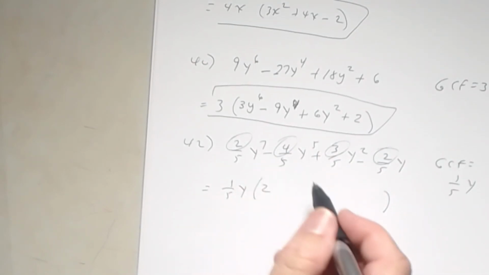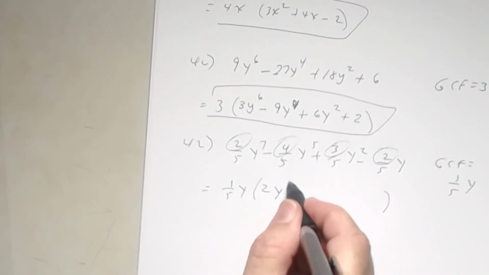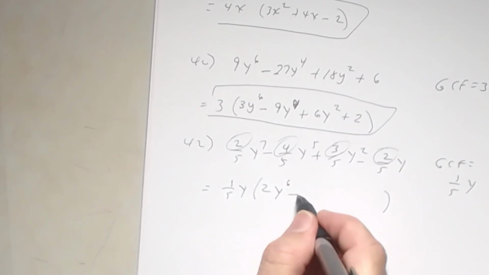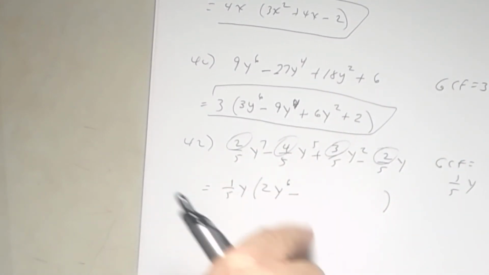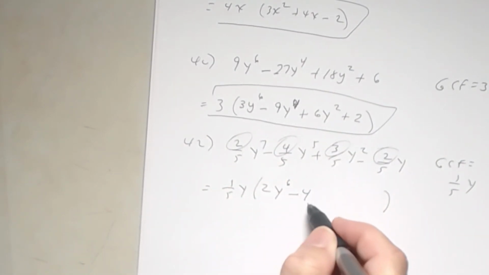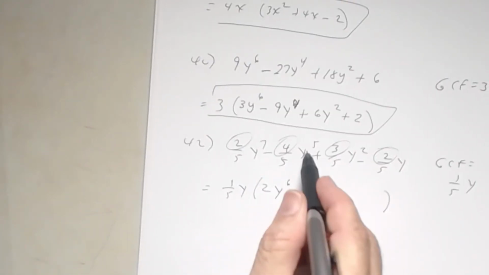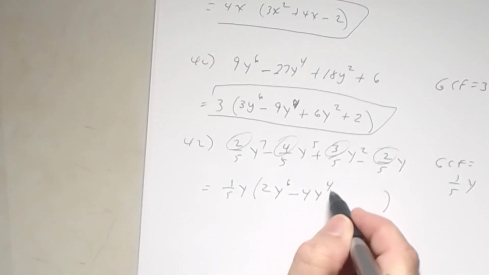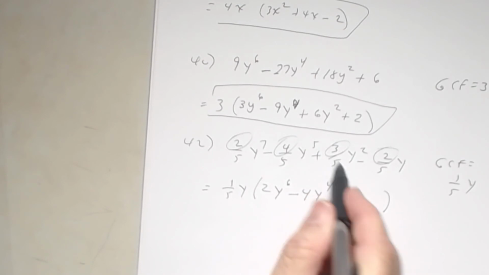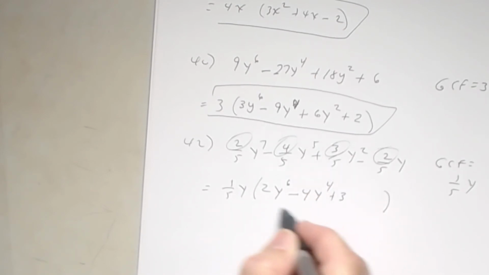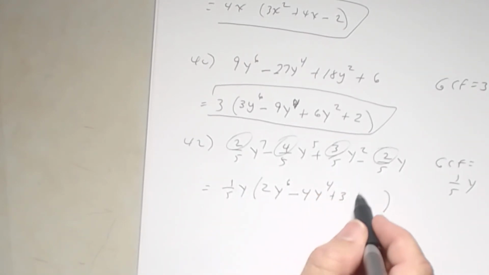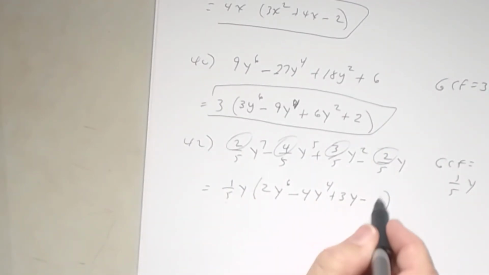Y times what is y to the 7th? Y to the 6th. Minus 1/5 times what's 4/5? 4. Y times what is y to the 5th? Y to the 4th. Okay. 1/5 times what's 3/5? 3. Y times what is y squared? Y.